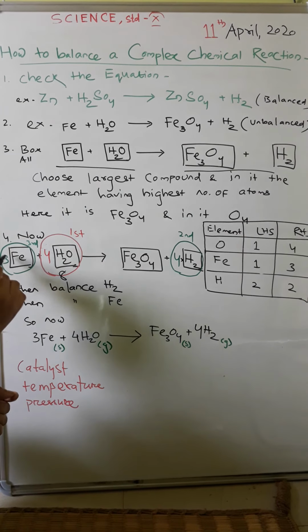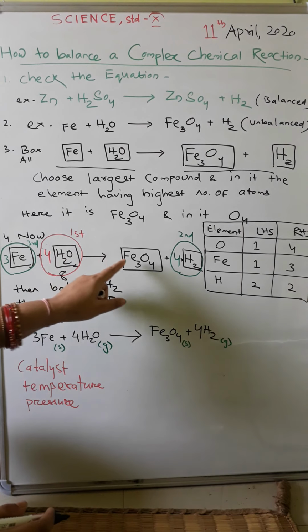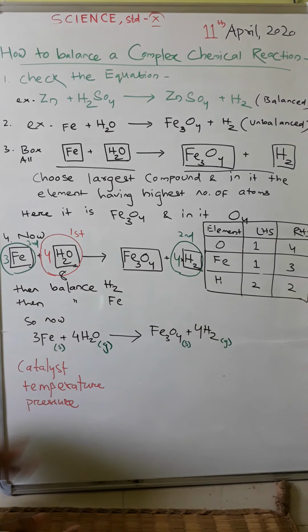So simply I will write 3 here. So now the equation is 3Fe plus 4H2O gives Fe3O4 plus 4H2.